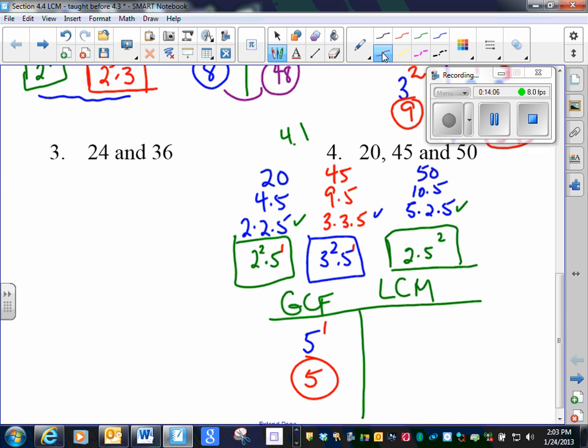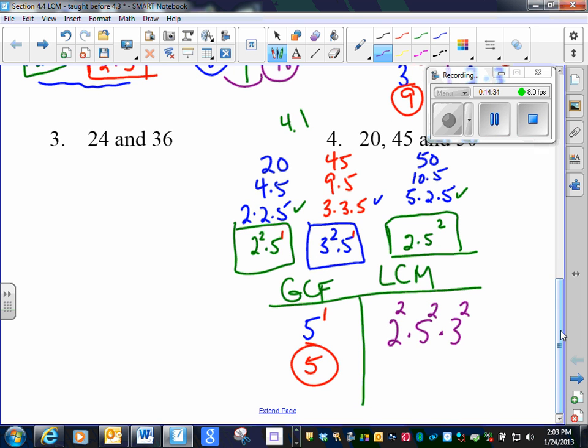LCM is going to look different. I see a 2 and a 5, and over here I see a 3. Every base I see to the highest exponent. 2 is squared here. It isn't even here. Here it's to the first power, so 2 squared. 5 is to the first, but over here it's squared. I'm taking the 2 squared. And 3, the only place it appears, it's squared.